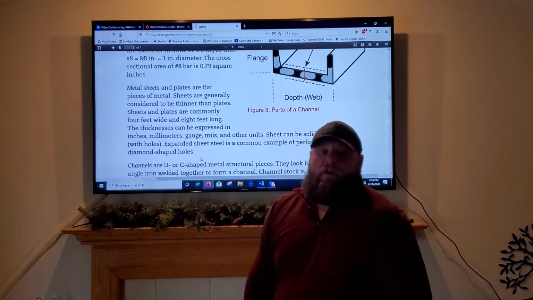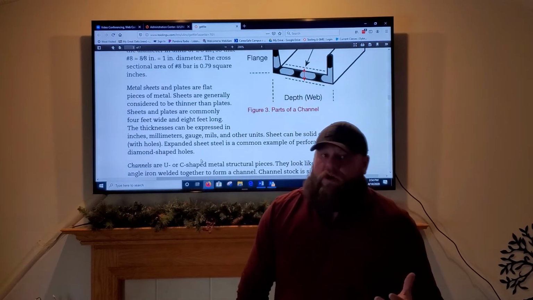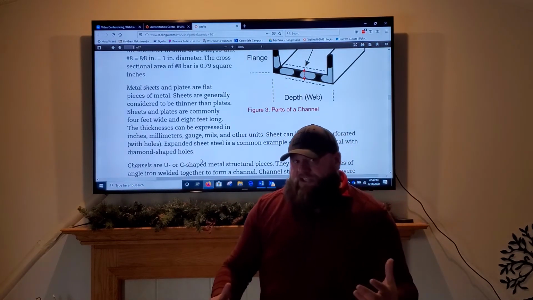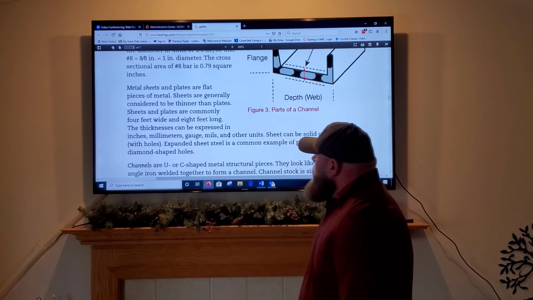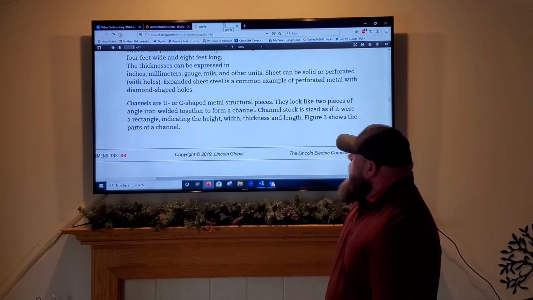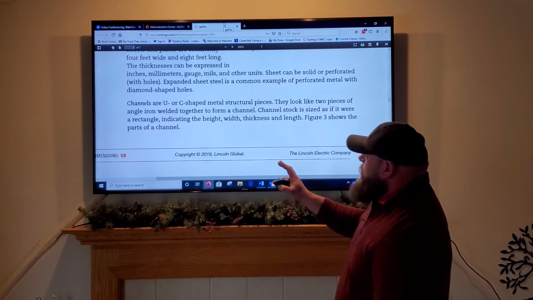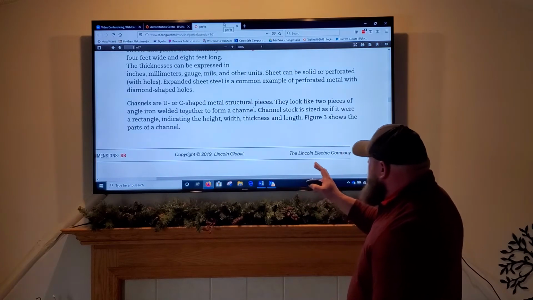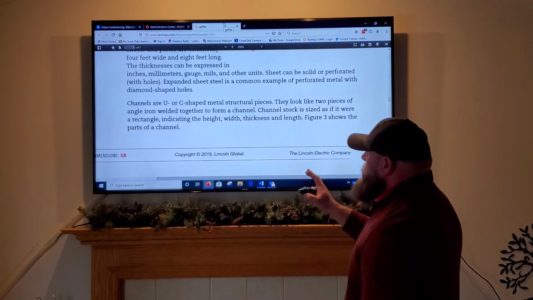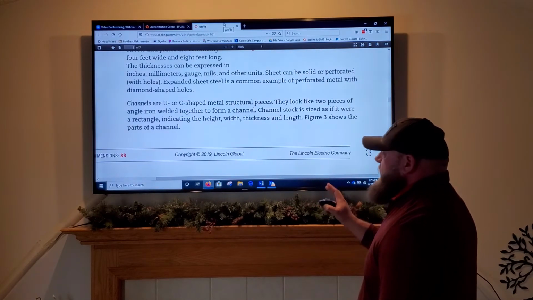Expanded sheet steel, a real good example of that would be the trailer that we had in lab. The rear ramp or the rear tailgate is all expanded metal. So that's sheet metal as well, sheet steel. Channels are U or C-shaped metal structure pieces. They look like 2 pieces of iron or angle iron welded together to form a channel. Channel stock is sized as if it were a rectangle, indicating the height, the width, the thickness, and length.